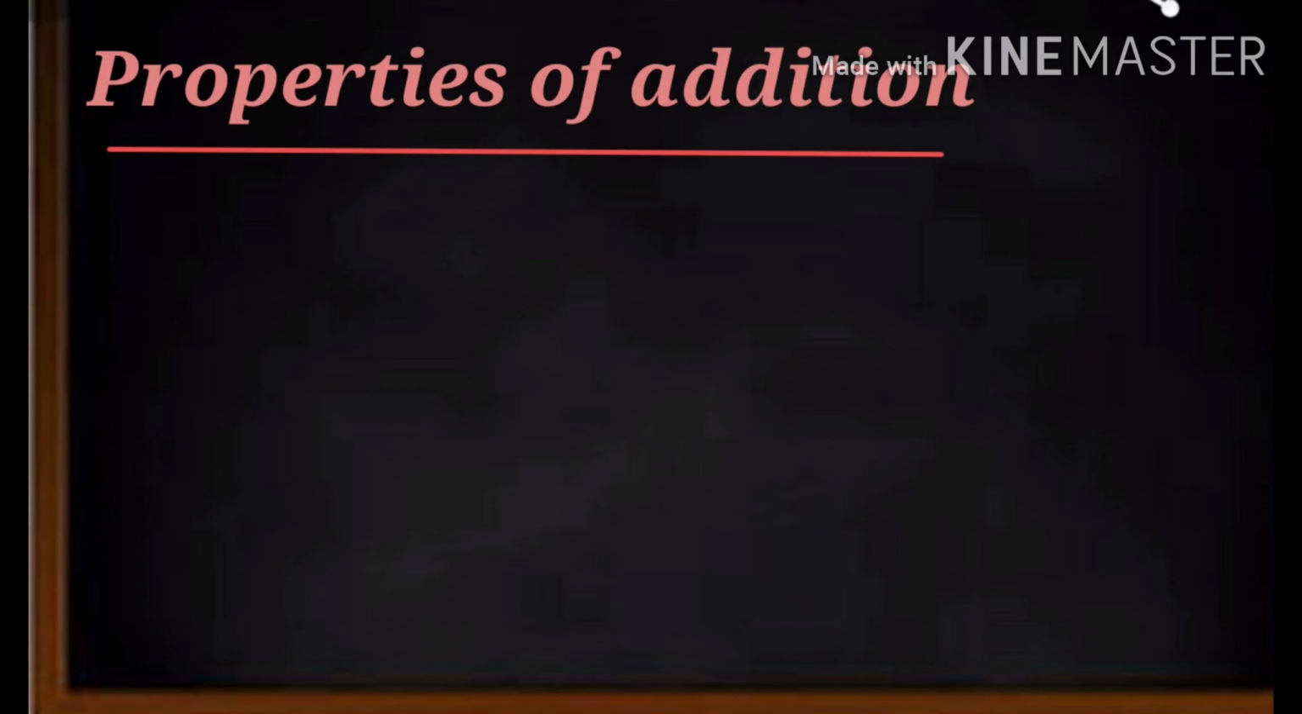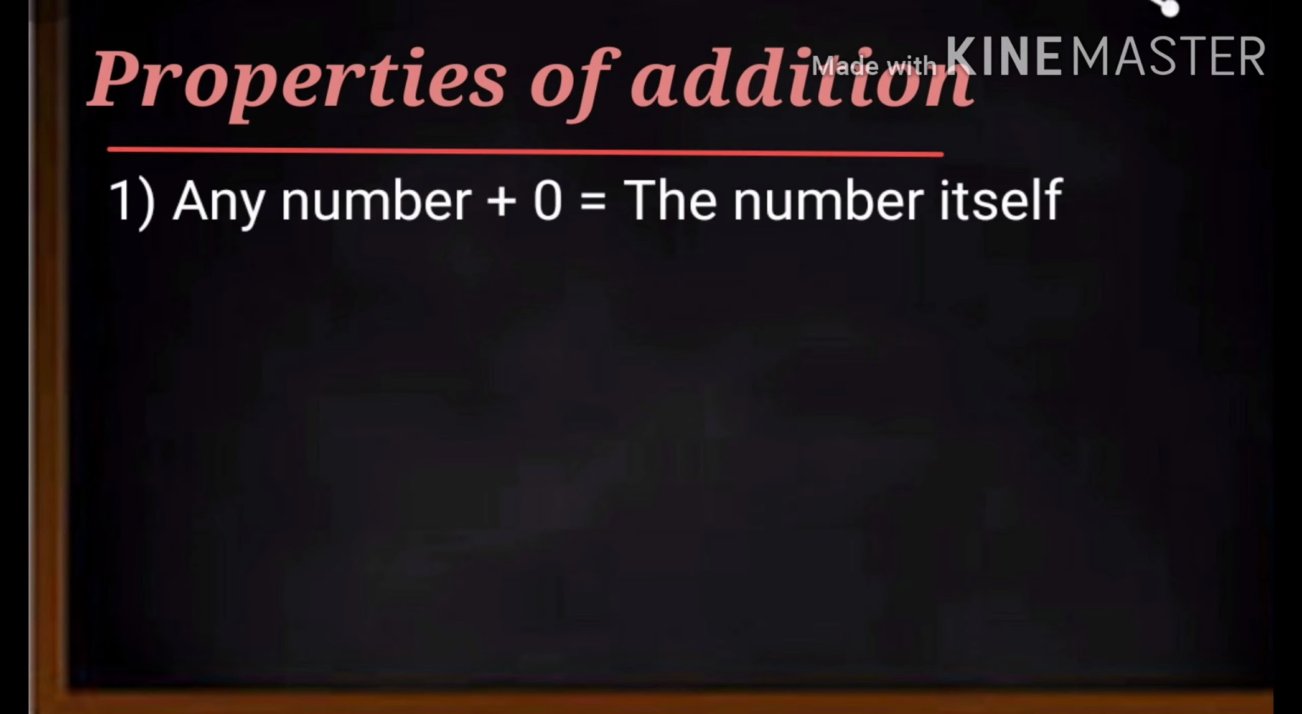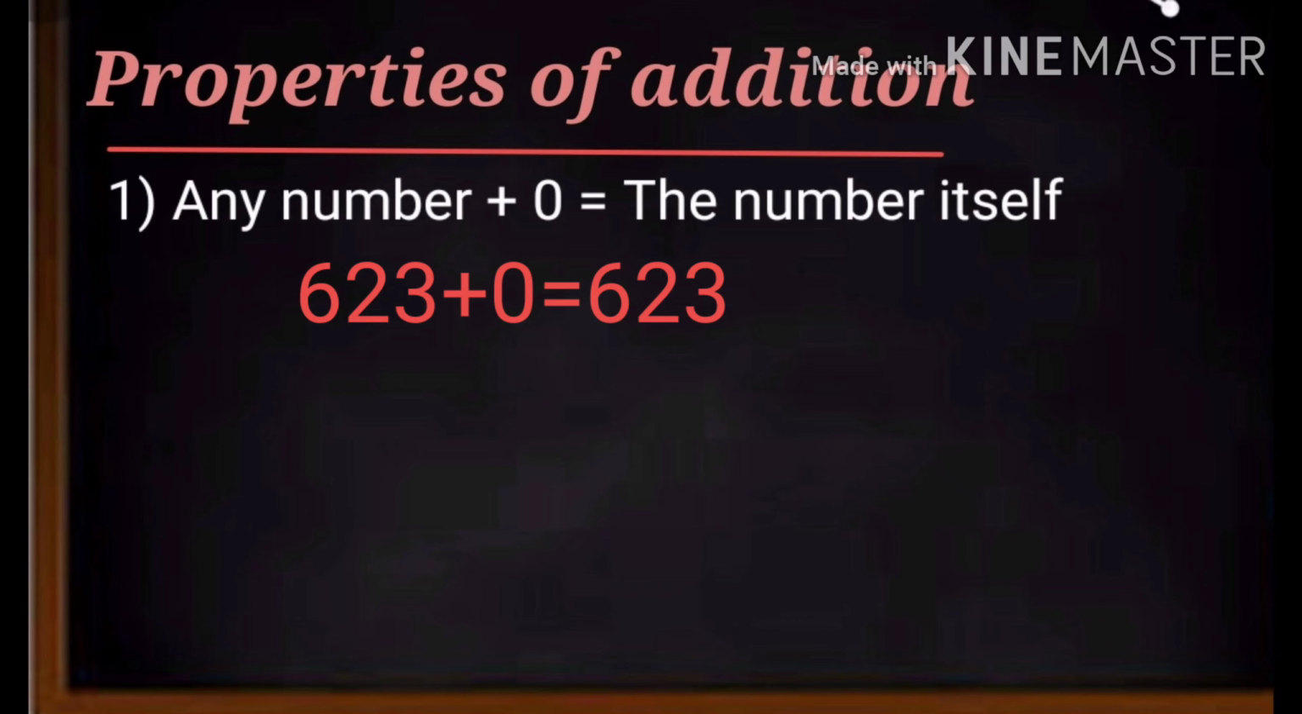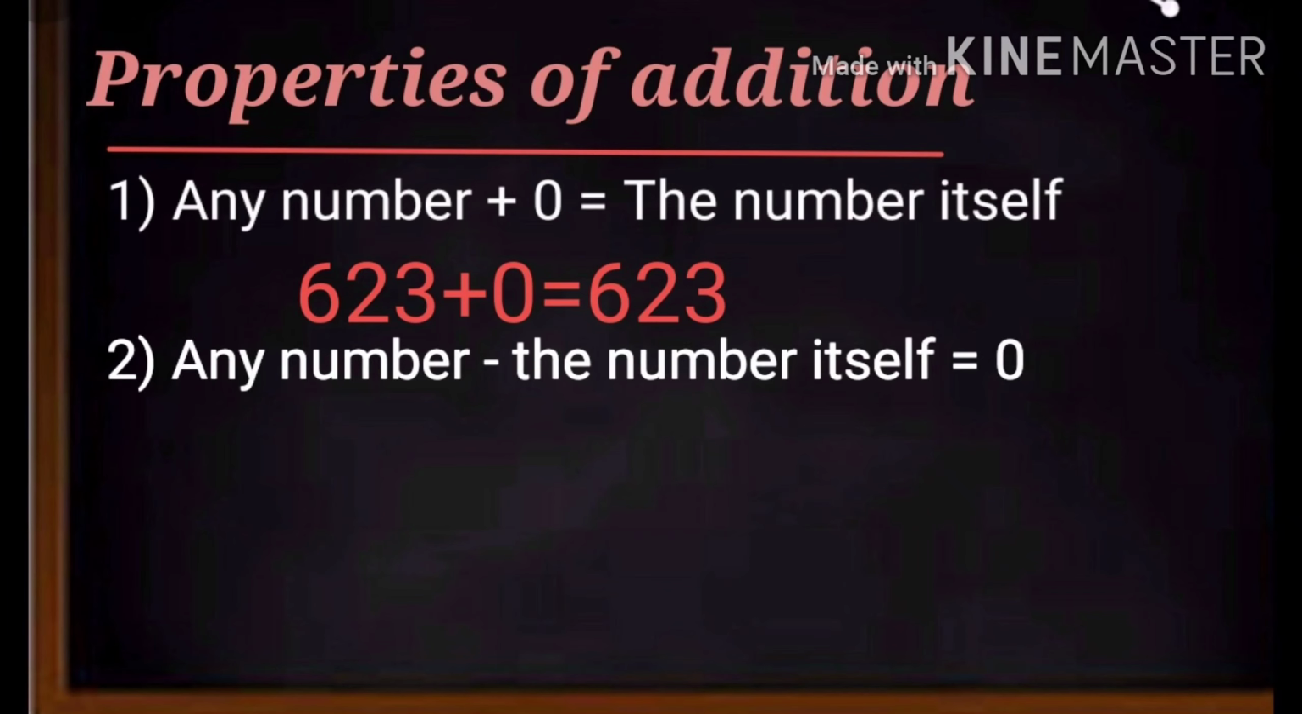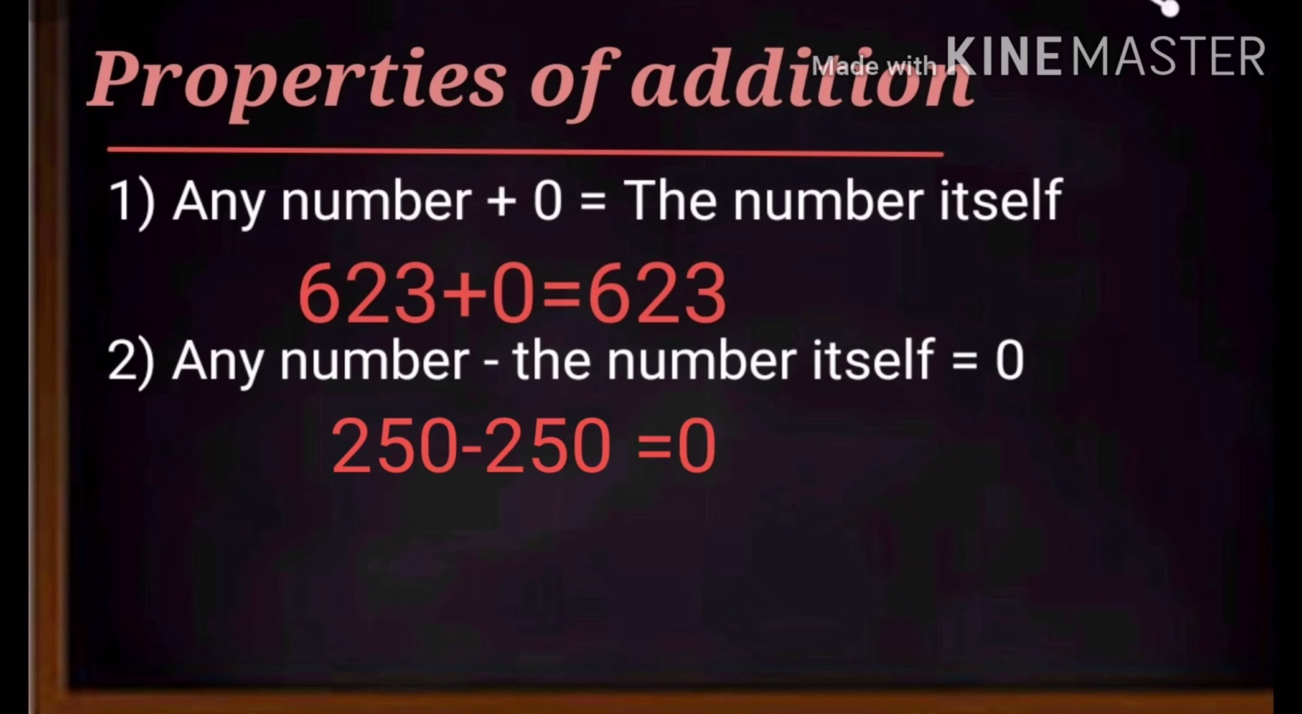Now children, let us discuss some properties of addition. Let us see the first property. Any number plus 0 is equal to the number itself. For example, 623 plus 0 is equal to 623. The second property is that any number minus the number itself is equal to 0. For example, 250 minus 250 is equal to 0.